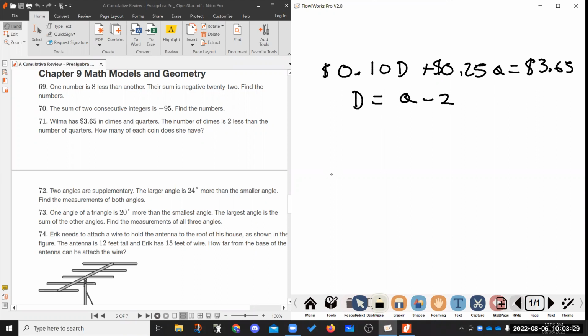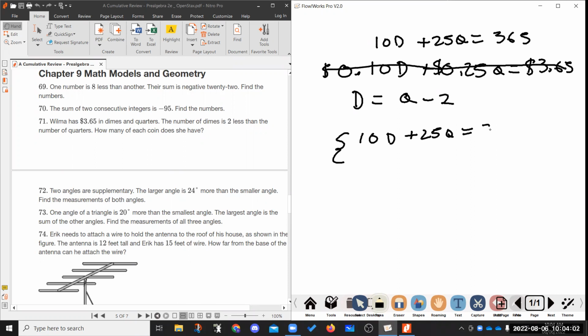Okay, so we have a substitution problem again, and let's write this first equation up here in terms of cents, not in terms of dollars. It's the same equation. I just multiplied everything by 100, but I prefer to not deal with the decimals. So I'm going to have a system of equations that says 10d plus 25q is equal to 365, and that d is equal to q minus 2. We're going to use substitution here.